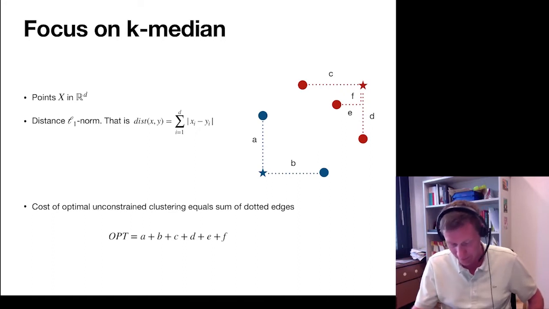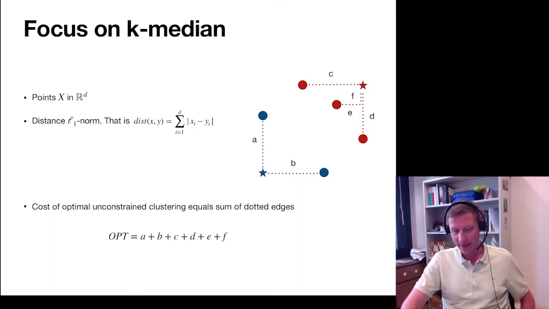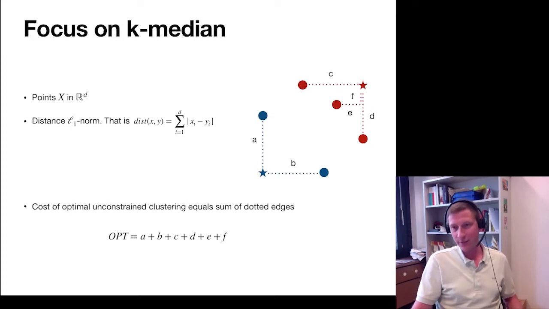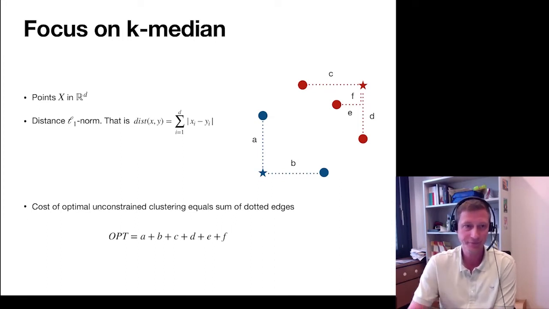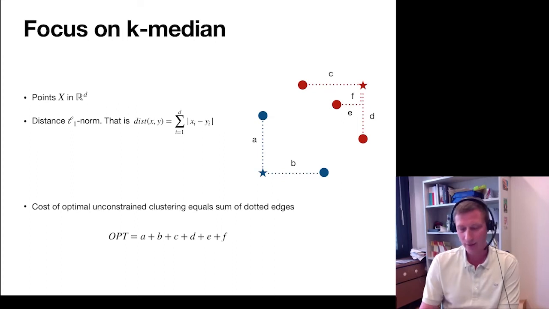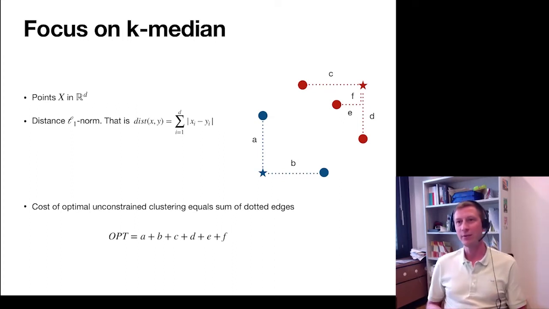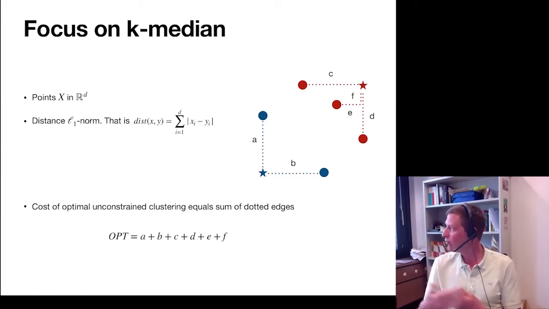So, the cost of the clustering that I drew here, which you can think of as the optimal clustering, is just the sum of these dotted edges, so A plus B plus C plus D plus E plus F. Now, remember that an explainable clustering is defined by a threshold tree with k leaves. So now you could think of how to produce such a tree and the k clusters.